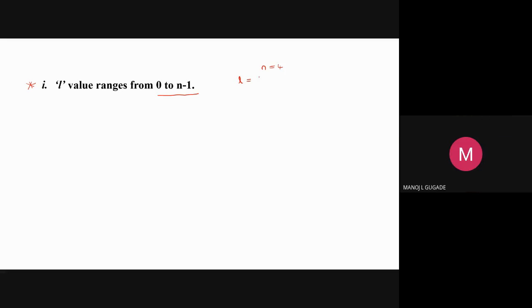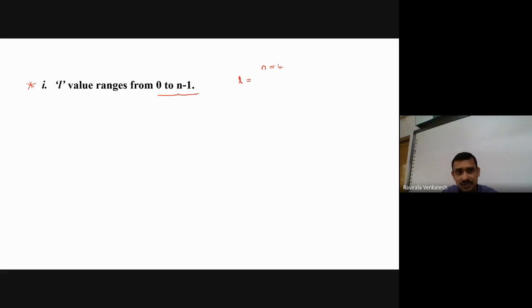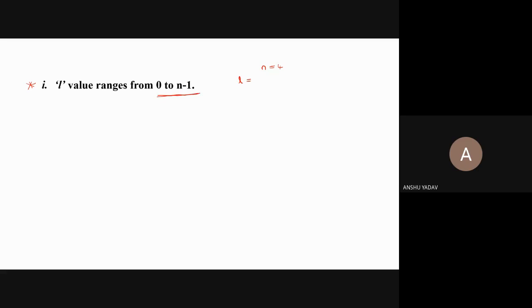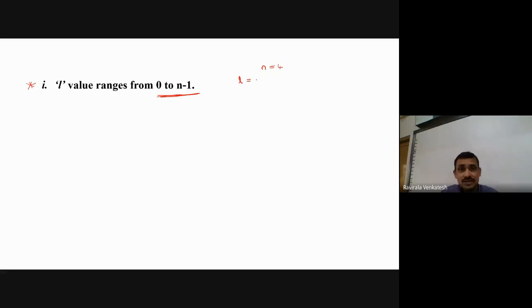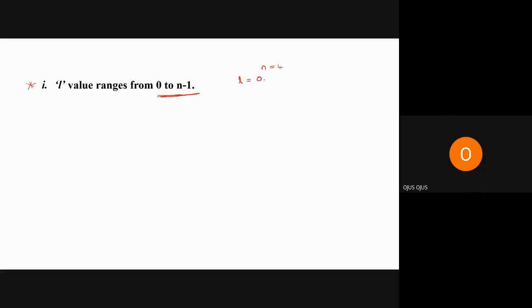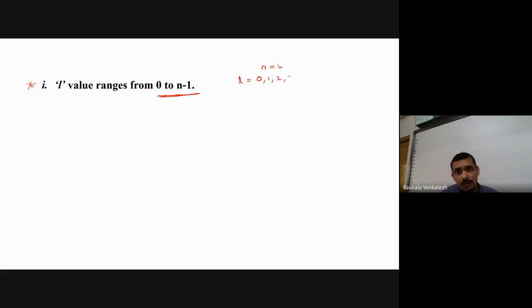Sir, 3. What are they? Based upon this formula, tell me. L equal to 3? No. Based upon this formula, 0 to n minus 1 means 0, 1, 2, 3. Comma 1, comma 2, comma 3. There are 4 L values we get here.